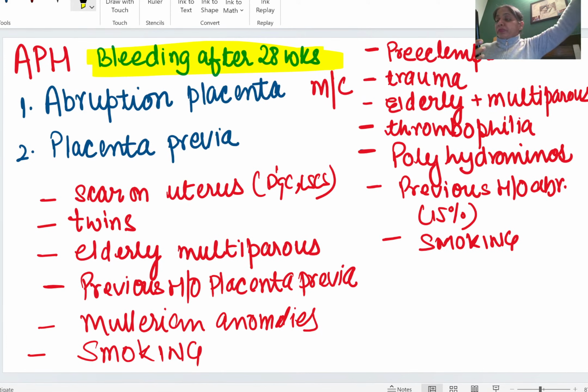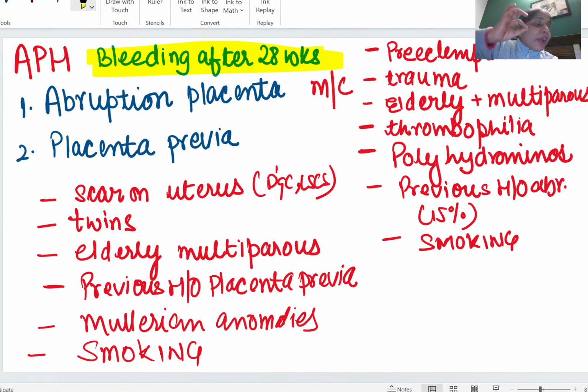Which is more common, abruptio or placenta previa? Risk factors of both of them are asked. On this slide there are risk factors. Please listen carefully. What is abruptio? What happens in abruptio? The spiral arteries which were supplying the placenta, they tear. So now the spiral artery problems will lead to abruptio. They are going to ask you these things.